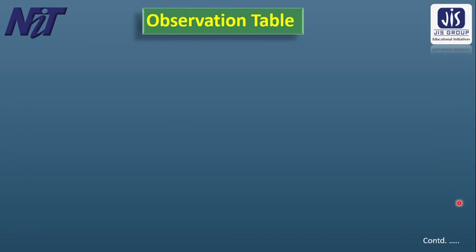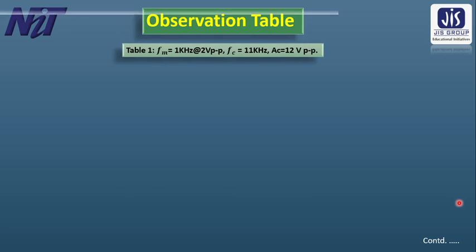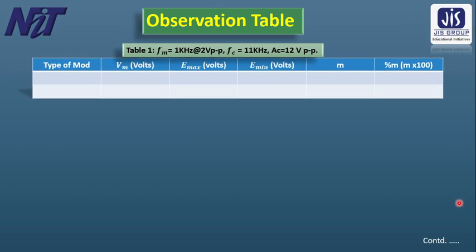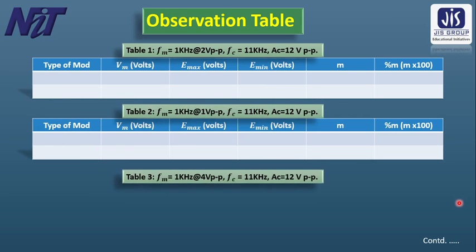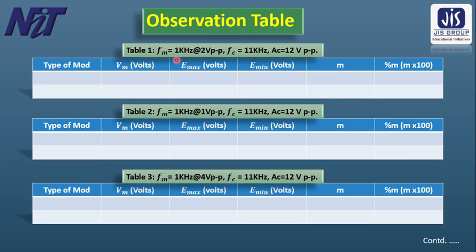So this is the observation table. You have to make it complete after the simulation. Okay, so let's see what this table is. This table has been divided into three parts according to the modulation scenario. Table 1 is for the critical modulation, when the modulation frequency is 1 kilohertz at the rate of 2 volt peak to peak. In that case you will write over here the type of modulation is critical.